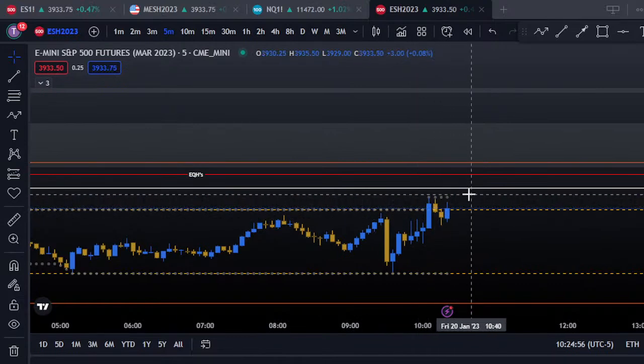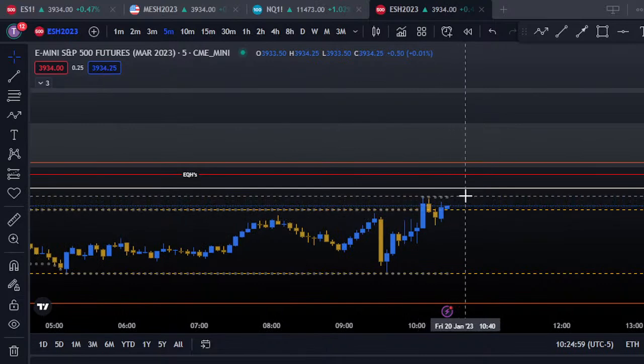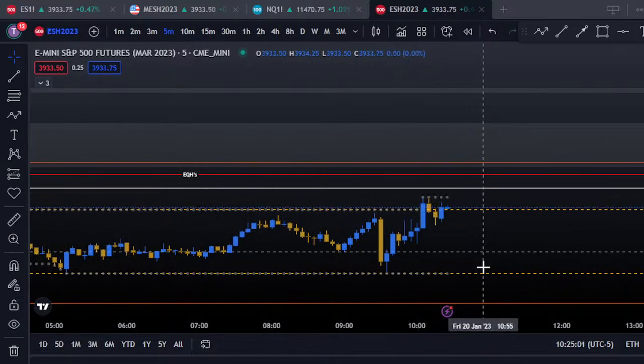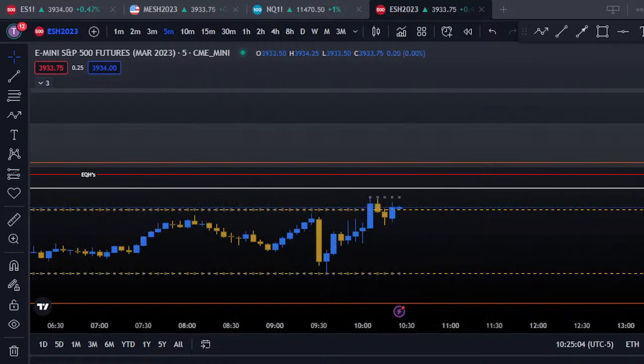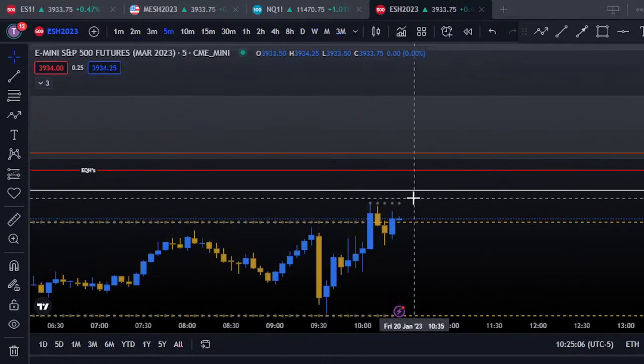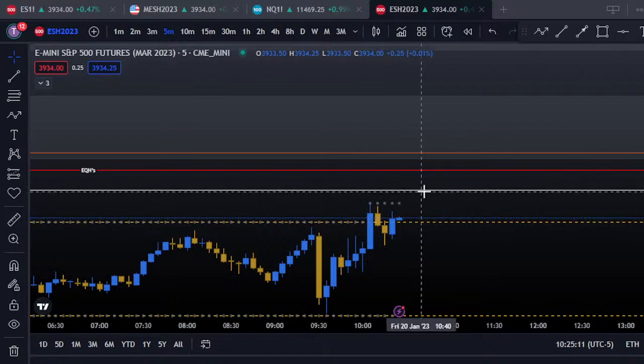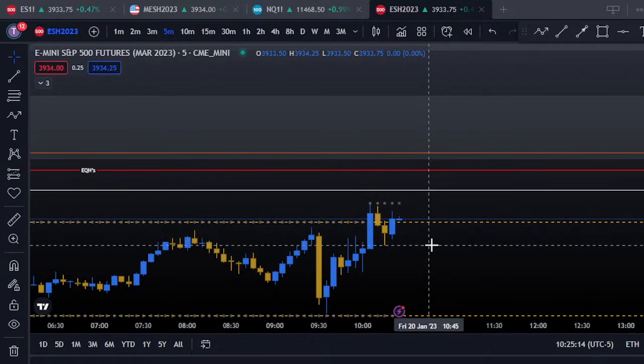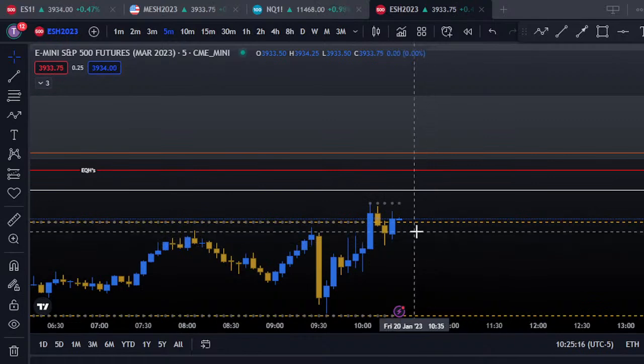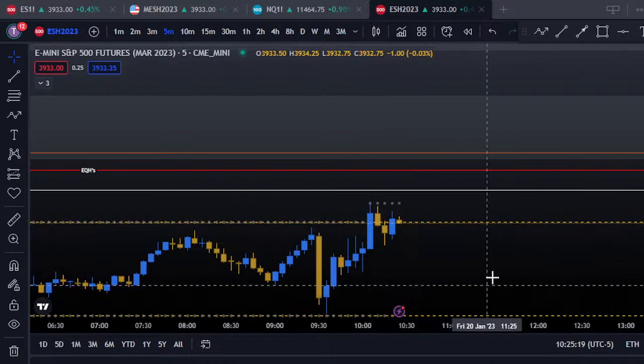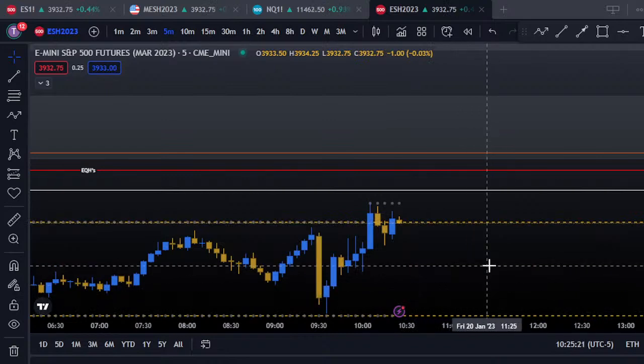Now what could happen is, let's just say we were to take this out, and then it doesn't go any further, and price comes back down and breaks this. This could be a trade to take, but I just don't see it setting up in the next few minutes.